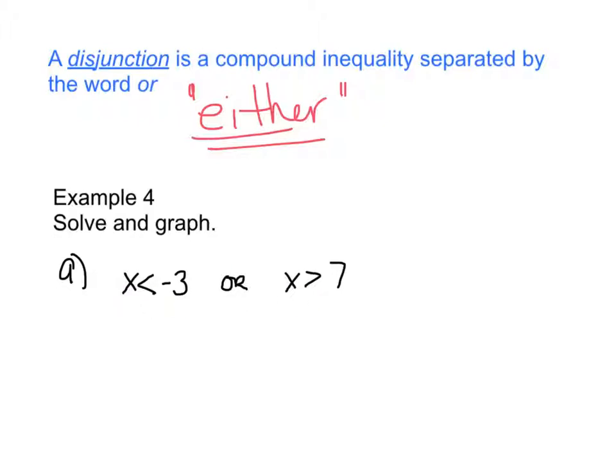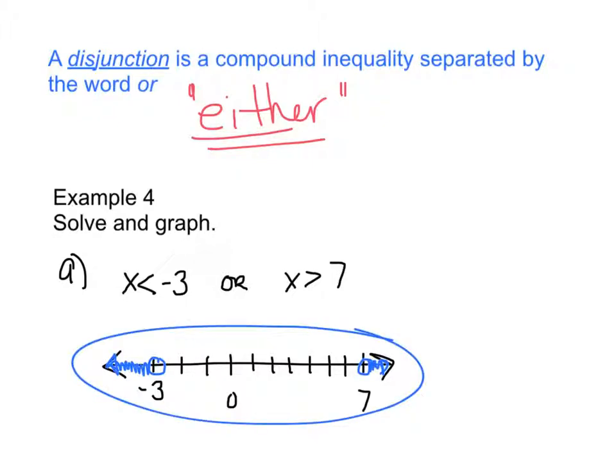Here's the great news. Or, you just graph it. So let's just graph them. We have negative 3, negative 2, negative 1, 0, 1, 2, 3, 4, 5, 6, 7. So we graph the first one. X is less than negative 3, open circle because it's not a solution, shade to the left. X is greater than 7, open circle, shade to the right. That's your answer. Notice how we shaded outward. Most or problems are shaded outward. Most and problems are shaded inward. That, however, is not always the case. So we'll get to that in a second.